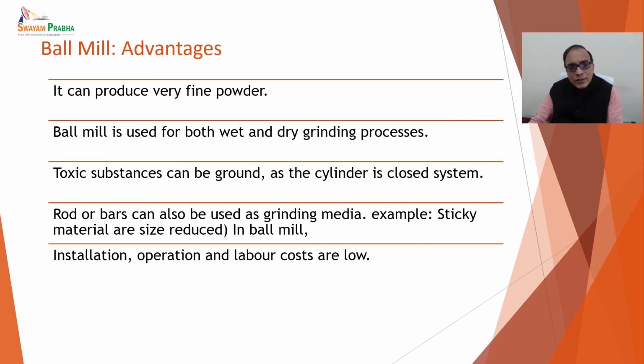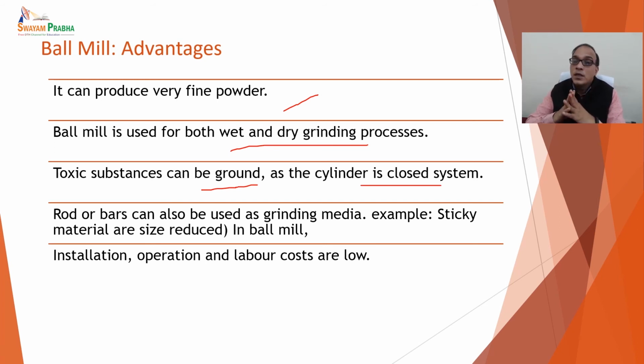Now, what are the advantages of this ball mill? It can produce very fine powder, and you might have seen it in your laboratory. This is very common in pharmaceutical laboratories, in pharmacy colleges and departments. The ball mill is used for both wet and dry grinding processes. Toxic substances can be ground as the cylinder is a closed system. You will not be inhaling it, it is not exposed. When it is contained properly, even toxic material can be handled with the help of a ball mill.